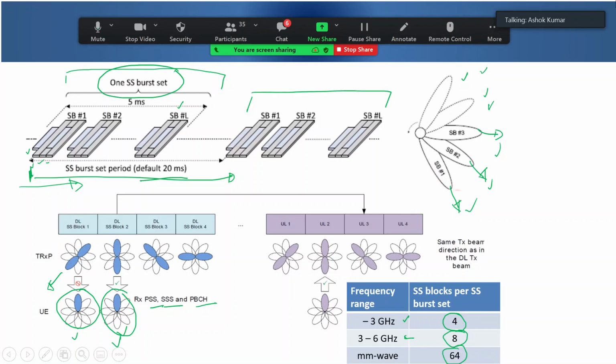as we are transmitting every SSB on a different beam, right? So suppose there are L number of beams. After 20 millisecond, SSB1 will be transmitted again. So if my device is here, I'll get the synchronization signal every 20 millisecond. Good. Okay, let's proceed.